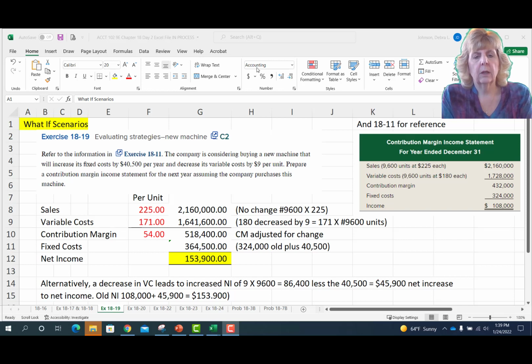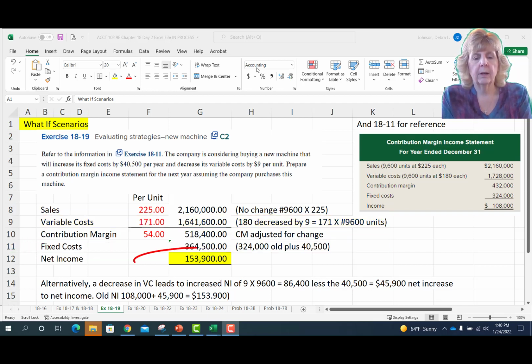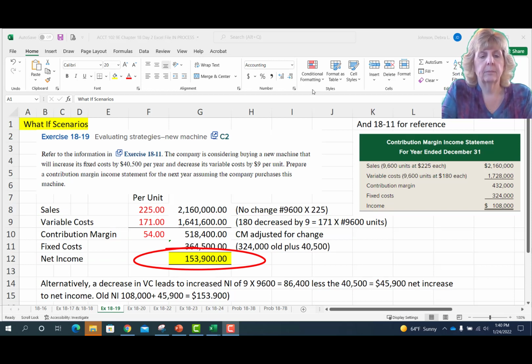Here's proof that our critical thinking answer was right on target. In this case, we changed the variable costs. We decreased them by $9. So on this line item, you'll see the variable cost extended out. We also increased the fixed cost by the cost of that new machine. And as we suspected, the resulting net income was indeed $153,900. Let's keep on going.